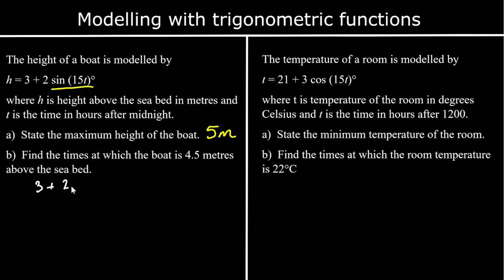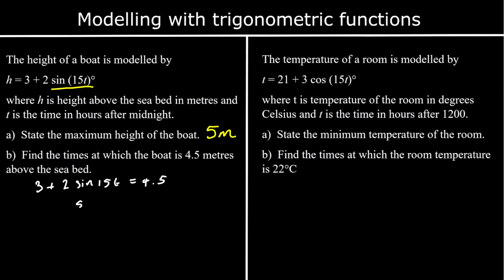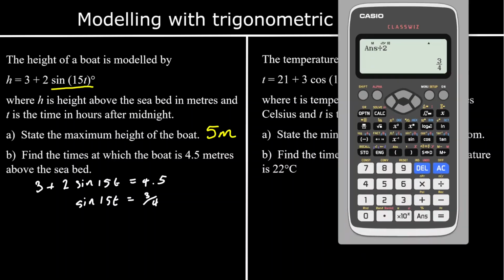So 3 plus 2 sine 15t has to be equal to 4.5. Let's take 3 away from both sides and divide by 2. So 4.5 take away 3 is 1.5. Half of that is 3/4. So sine 15t has to equal 3/4. So let's shift sine the 3/4, making sure we're in degrees, which we are.